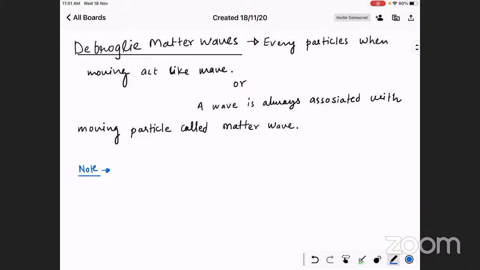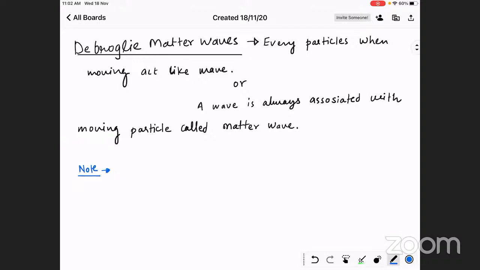But this matter wave is not electromagnetic in nature. Always remember, this matter wave is not an EM wave. It is a different type of wave. It means if a particle is moving, it will move in the form of a wave. And there will be a packet of different wavelengths associated with the particle, right?